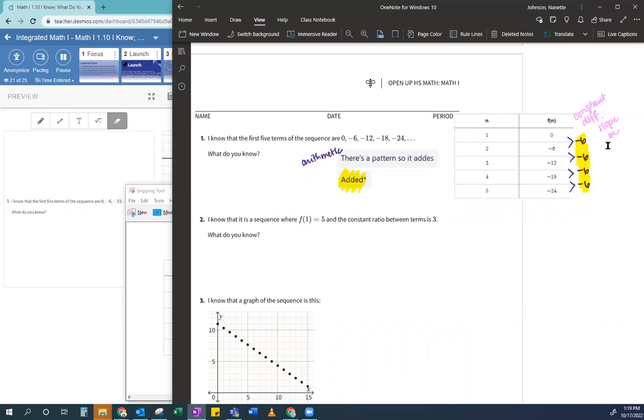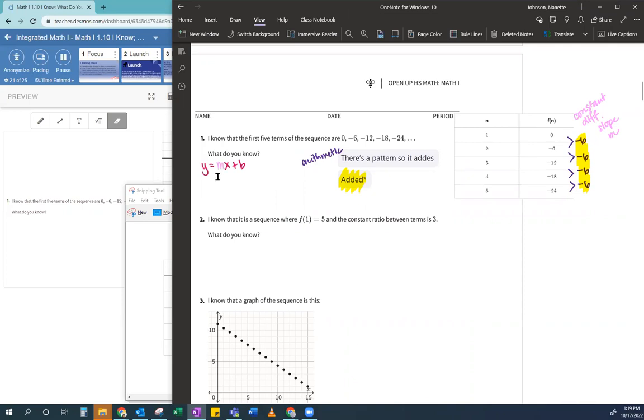Very good. So yes, I'm going to use y equals mx plus b. Okay, so here I go over here, y equals mx plus b.